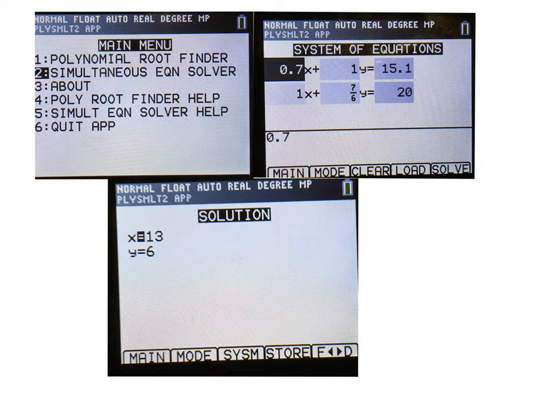Alright, so quickly go to our GC. Go to apps, simultaneous equation solver. So you notice what I do here. This is basically nothing but keying in the two equations of the regression lines y on x and x on y. So the first equation will just be me rewriting it as y equals 7 over 10 x plus 151 over 10. The second equation will just be x equals negative 7 over 6 y plus 20. So that's what I'm doing, I'm solving for x bar and y bar.